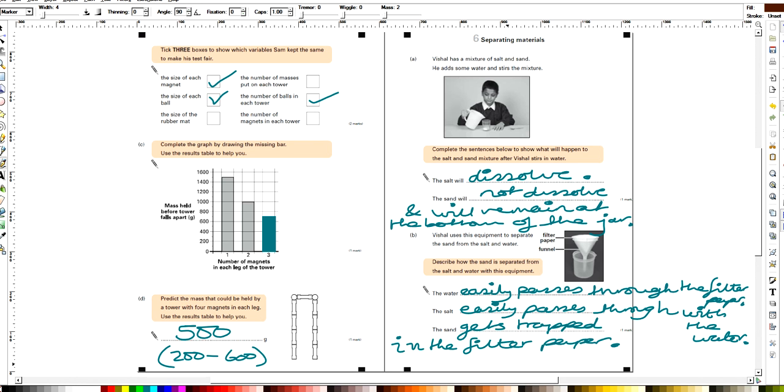Qasim, you got that? Are you happy with that? Mr. Kamal, are you happy with what he's doing? That's it. With this water through the filter paper. It gets trapped in the filter paper. Okay, are we ready for the next page?